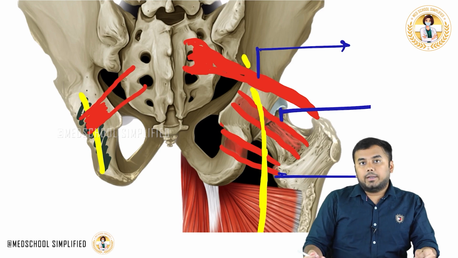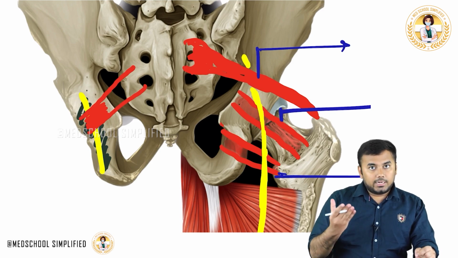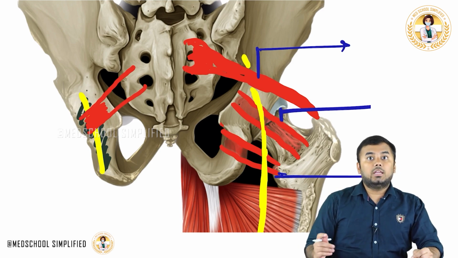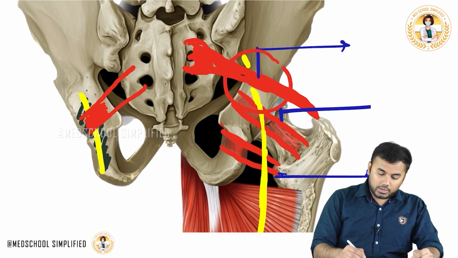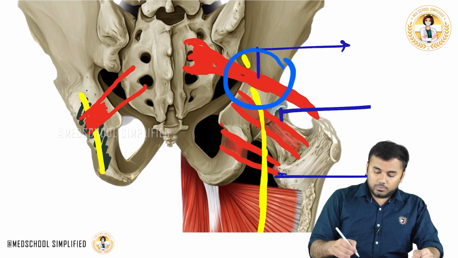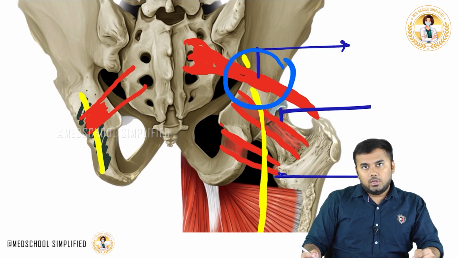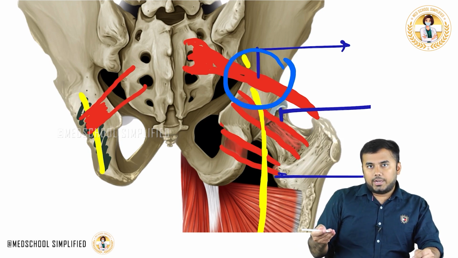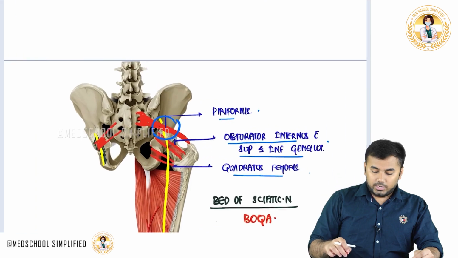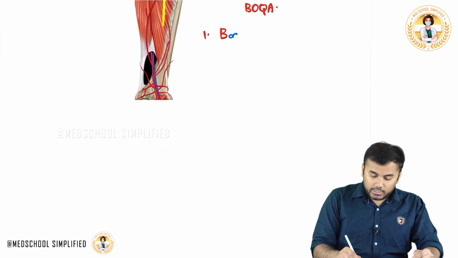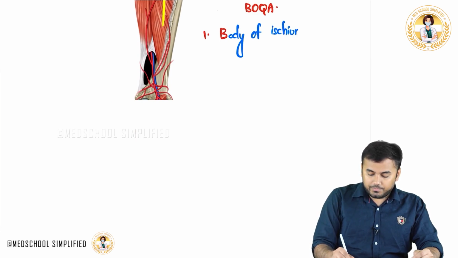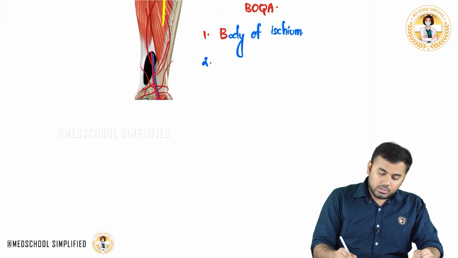So if I ask about the bed, that is, below the sciatic nerve, what is there? The first thing which you have drawn is the ischium, the bone, right? Exactly at this location I am talking about. So below, first you have got the body of ischium, above that the sciatic nerve, above that you have got piriformis, right? So B stands for body of ischium.